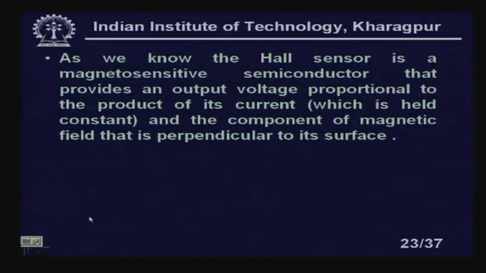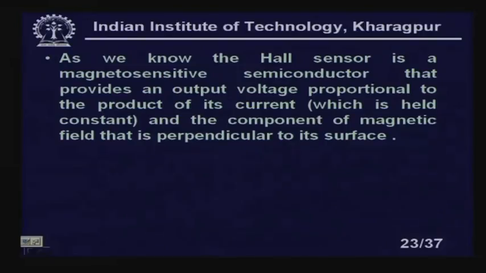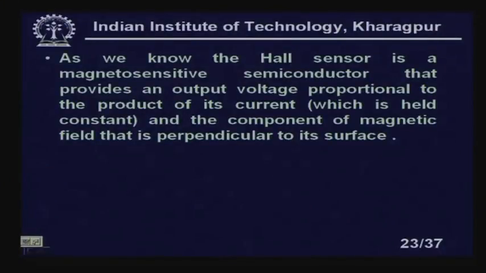As we know, the Hall sensor is a magnetosensitive semiconductor that provides an output voltage proportional to the product of its current, which is held constant, and the component of the magnetic field that is perpendicular to its surface. We have seen this many times. If I use a constant battery voltage, the current will remain constant.